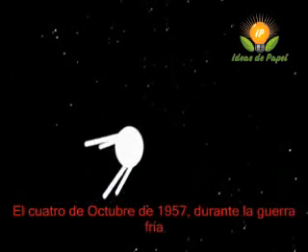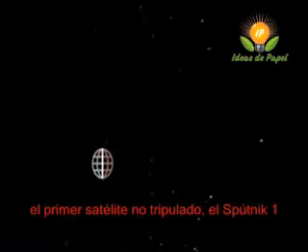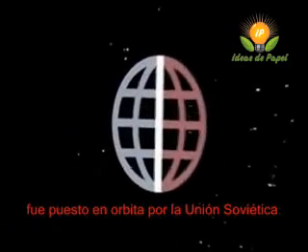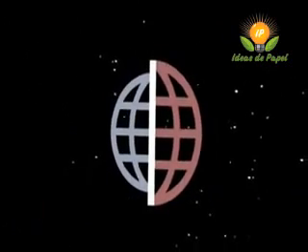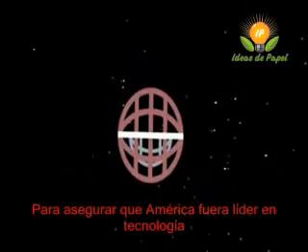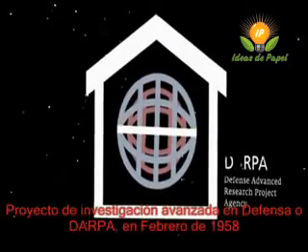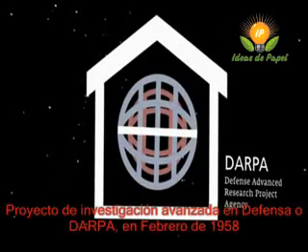On October the 4th in 1957, during the Cold War, the first unmanned satellite Sputnik 1 was sent into orbit by the Soviet Union. The fear of a missile gap emerged. In order to secure America's lead in technology, the US founded the Defense Advanced Research Project Agency in February 1958.